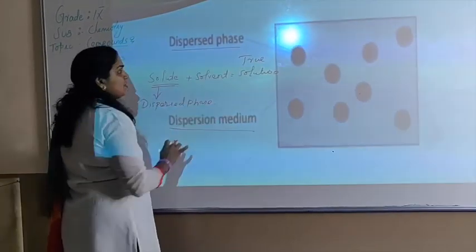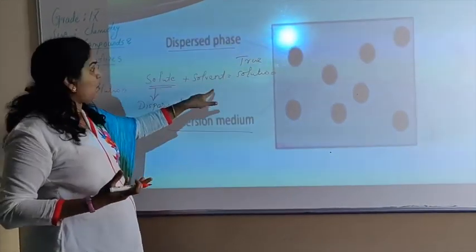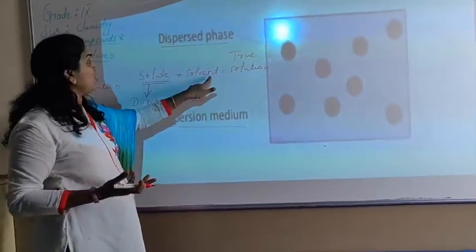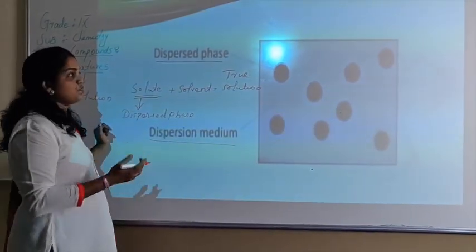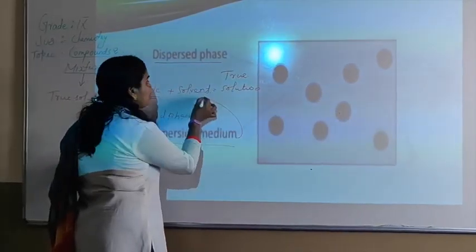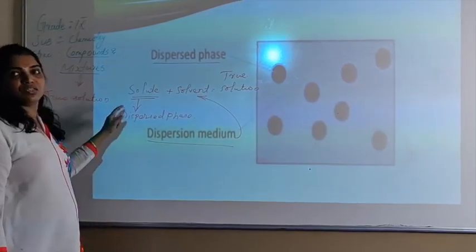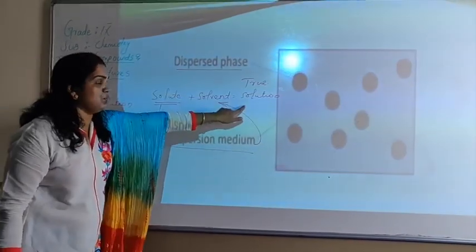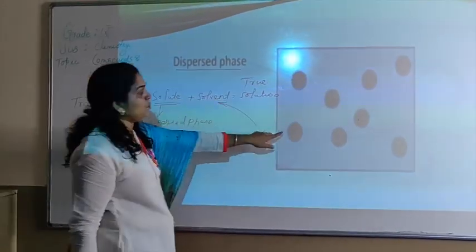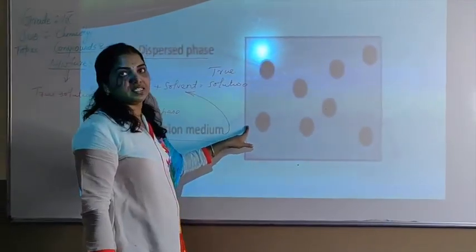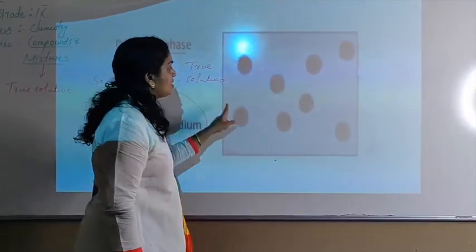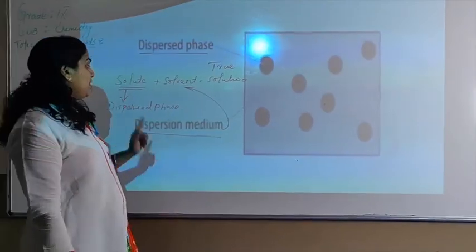The phase which is in more quantity, that is the medium, that is called dispersion medium. So which is the dispersion medium in the case of a solution? It is solvent. So solute plus solvent gives solution in which solute particles are the dispersed phase and the medium, that is solvent, is the dispersion medium.